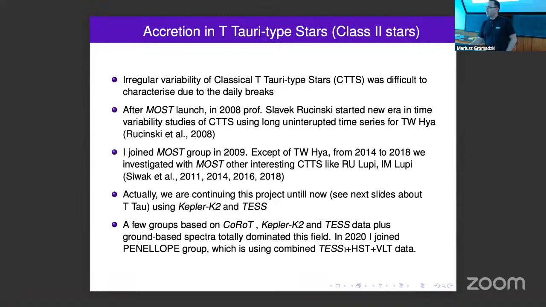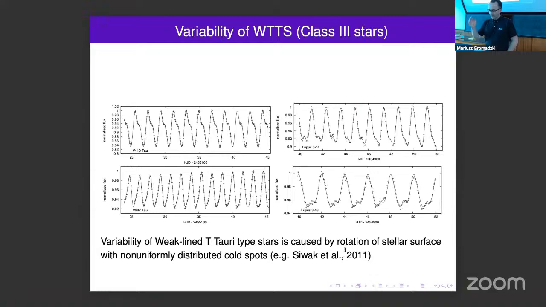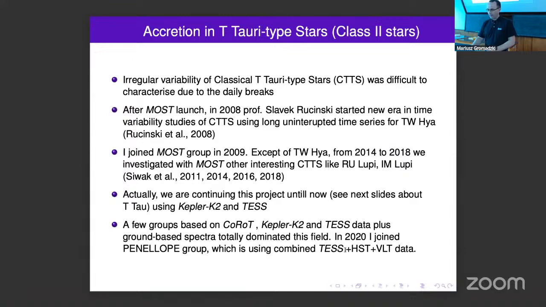So I was showing the class 3 variability on that slide, but moving back towards younger ages, we can also observe class 2 stars, classical T Tauri-type stars. In the past, they were difficult to characterize because of the daily breaks in the observations. After the MOST satellite launch in 2008, Professor Sławek Ruciński started a new era in time variability studies of classical T Tauri-type stars by analysis of long uninterrupted time series gathered for TW Hydra.